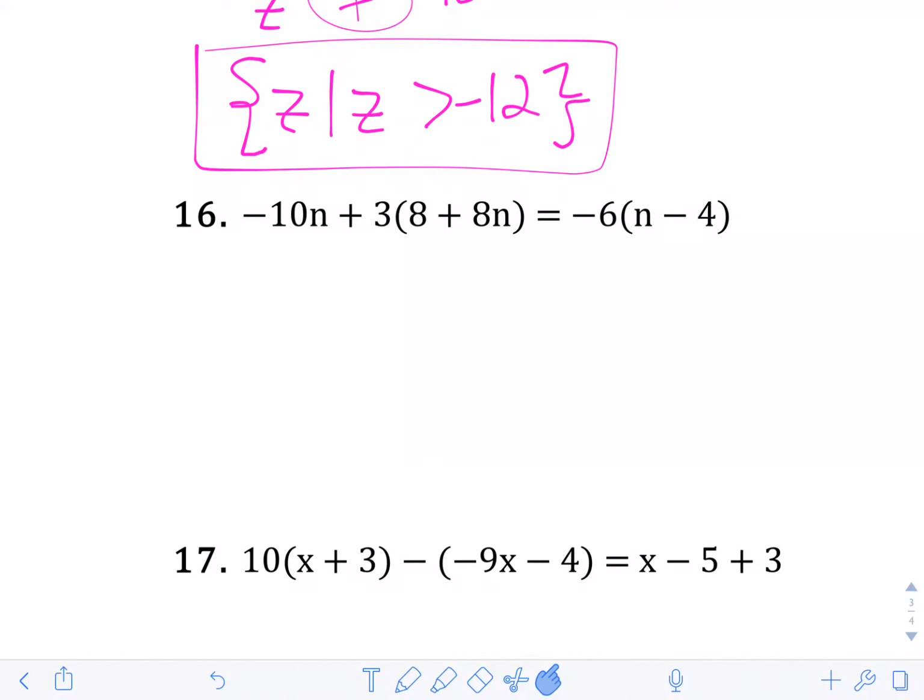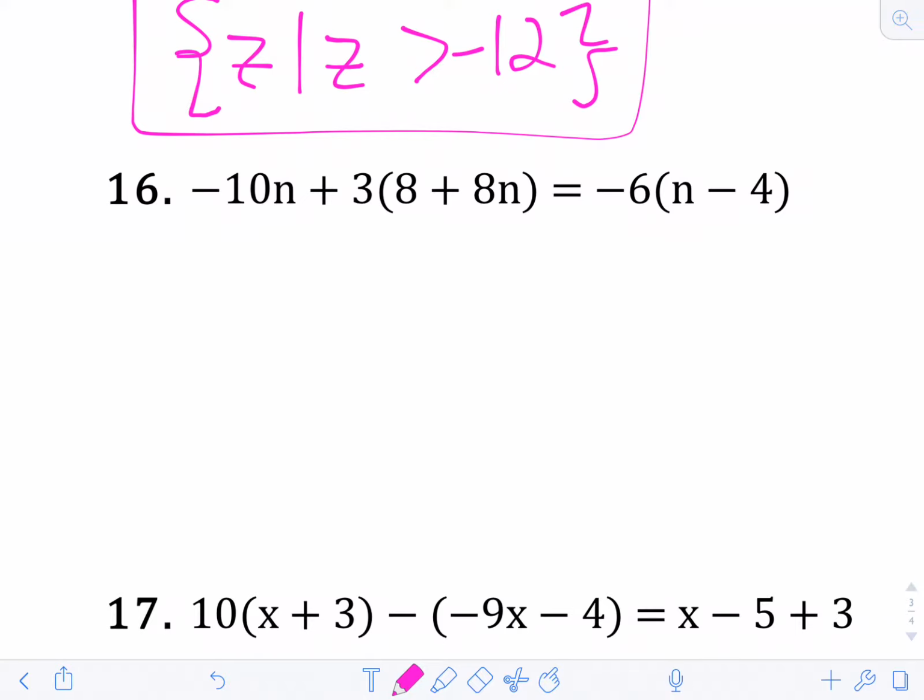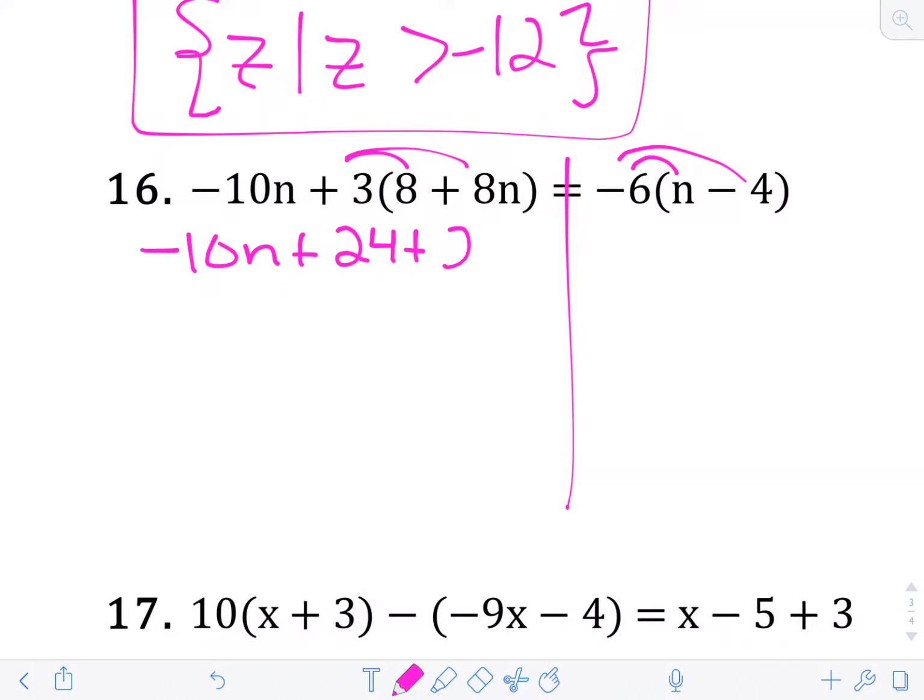Alright, number 16. Okay, first thing I'm going to do, draw an equal sign. Then I'm going to distribute my 3, distribute my negative 6 here. Okay, so first I got negative 10n. Plus 3 times 8 is 24. Don't forget the n. Negative 6n and negative 6 times the negative 4 is a positive 24. I'm going to combine like terms. Negative 10n, 24n. When I combine those, how many does that give me? 24 minus 10 will give me 14n.